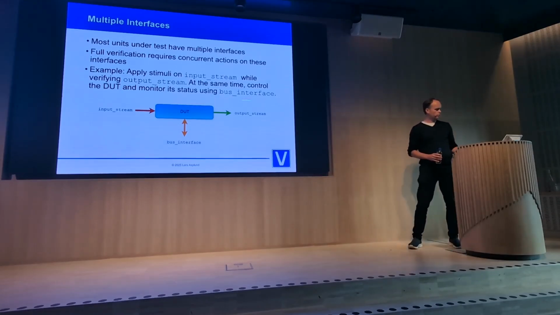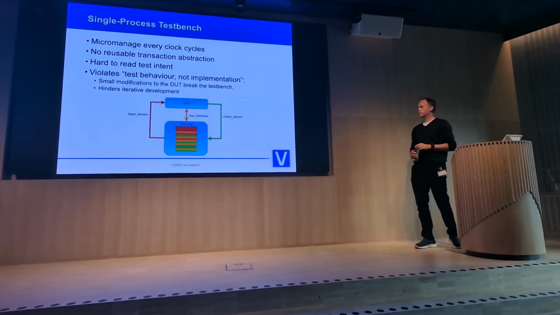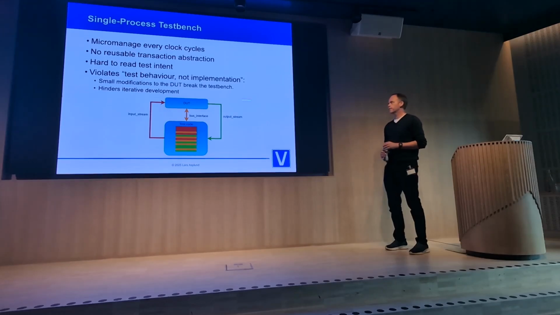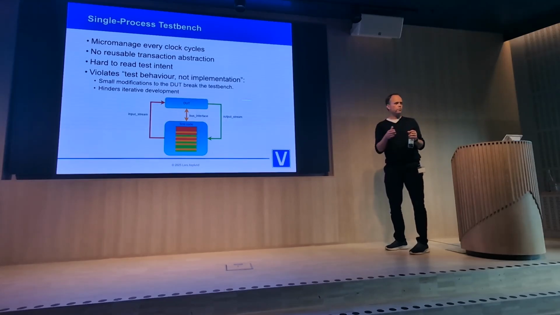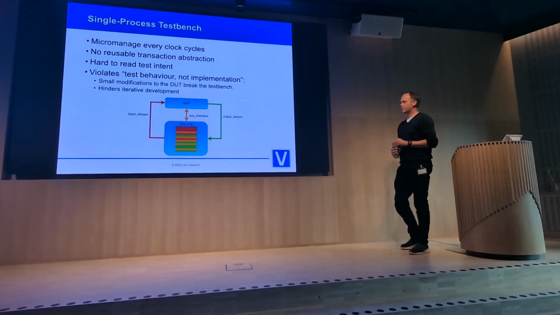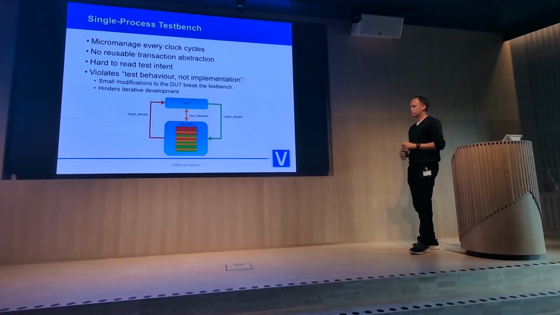One approach could be to have one single big process in which we put all our test code. It tends to be micromanaging on a clock cycle level, because you start by saying, okay, I'm going to put 3 clock cycles with data on the input stream, and then because there is a latency in the DUT, things are going to happen on the output, so now I need to also check what's happening on the output while I'm putting new data on the input. So it gets kind of messy very quickly.